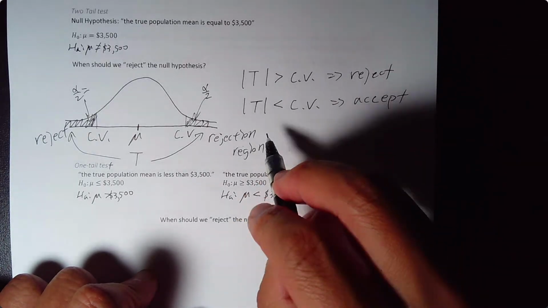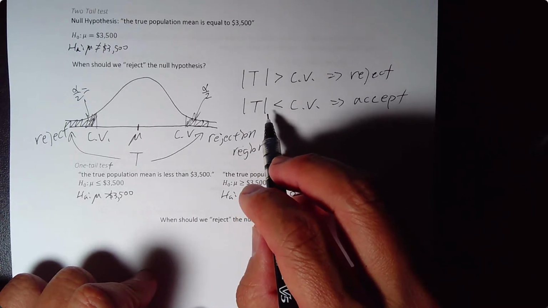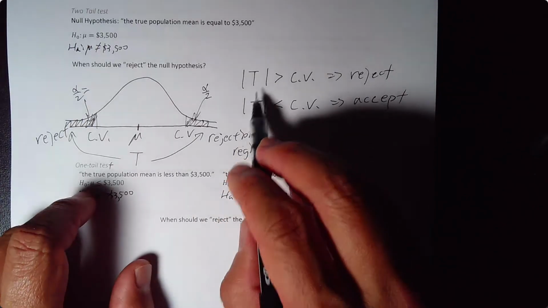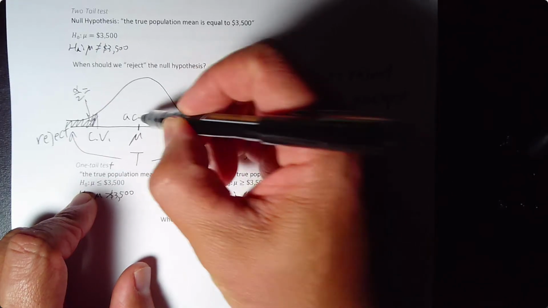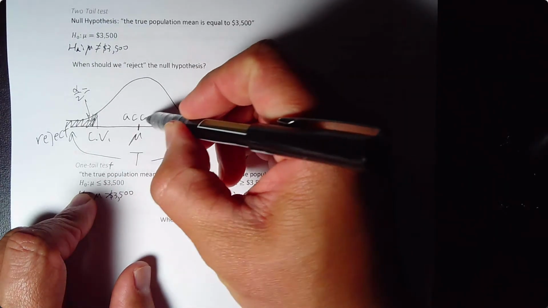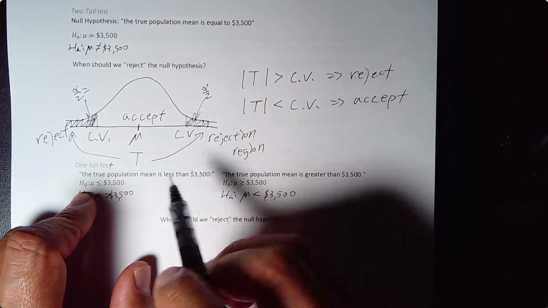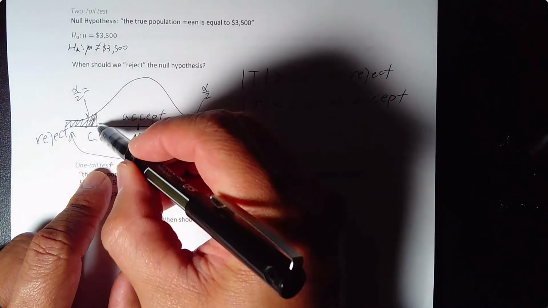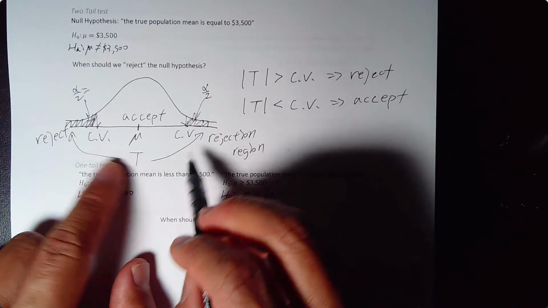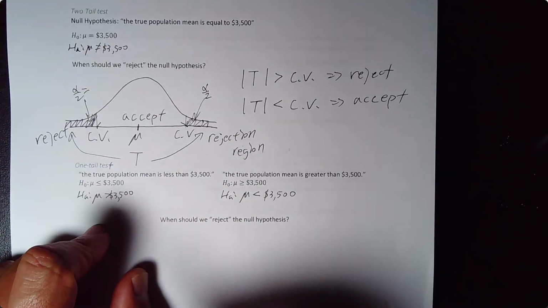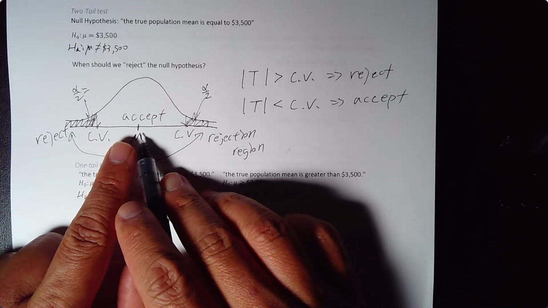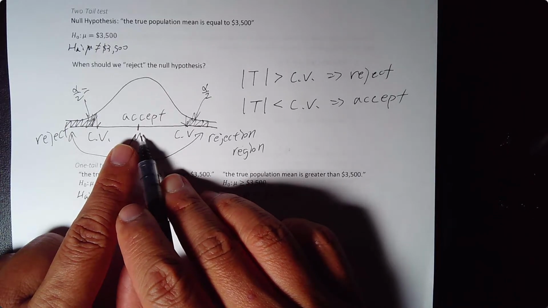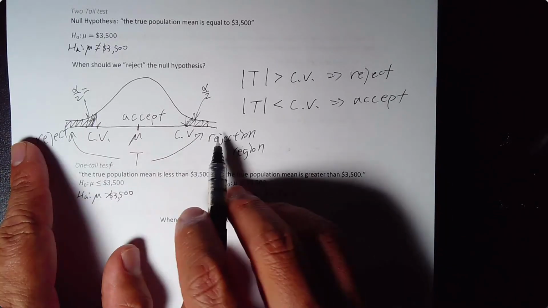I write the absolute value as just a more compact way. The absolute value, remember, just means distance. So if you're not comfortable with the absolute value, just look at the graph. If the test statistic falls within here, you're in the acceptance region. If it falls outside here, then you're in the rejection region. And that's how we'll know if our observation is too far away.